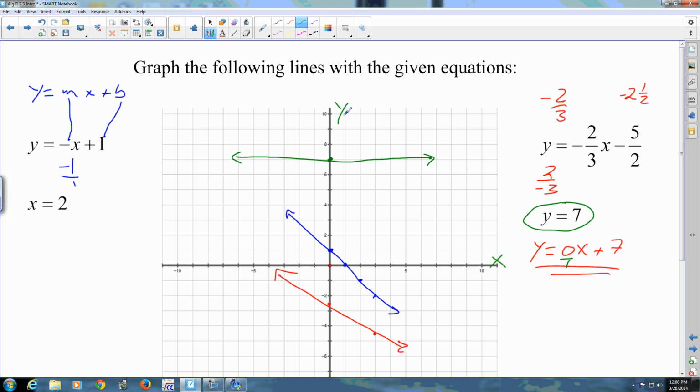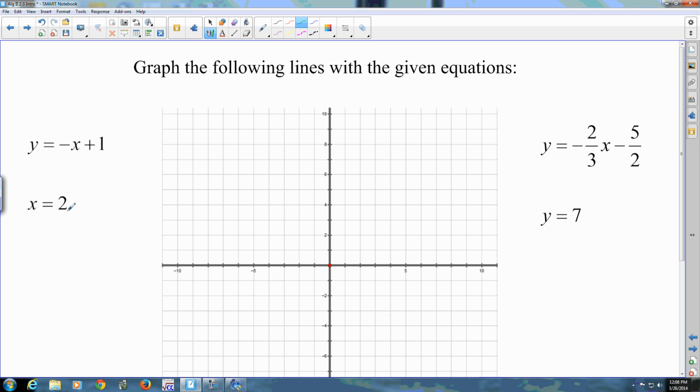Now, what you need to help you remember this is that if it only has a y, it's only going to cross the y-axis. So likewise, if it only has an x, it's only going to cross the x. So, to clean this up a little bit, your x-intercept is 2. It's only crossing the x. And remember, if it only has an x, its slope is undefined. It's a vertical line. It's only crossing the x-axis.